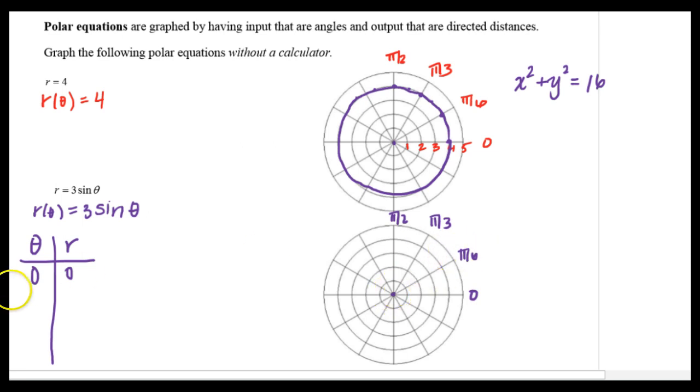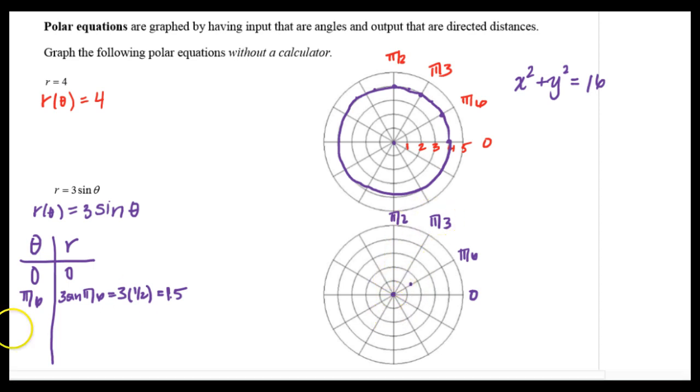Now, at pi over 6, if I substitute in pi over 6, I'm going to get 3 sine of pi over 6. Sine of pi over 6 is 1/2, so this is 3 times the half. So this is 1.5. So along pi over 6, I'm going to go out 1.5, so halfway between 1 and 2. So it's going to be about right there.